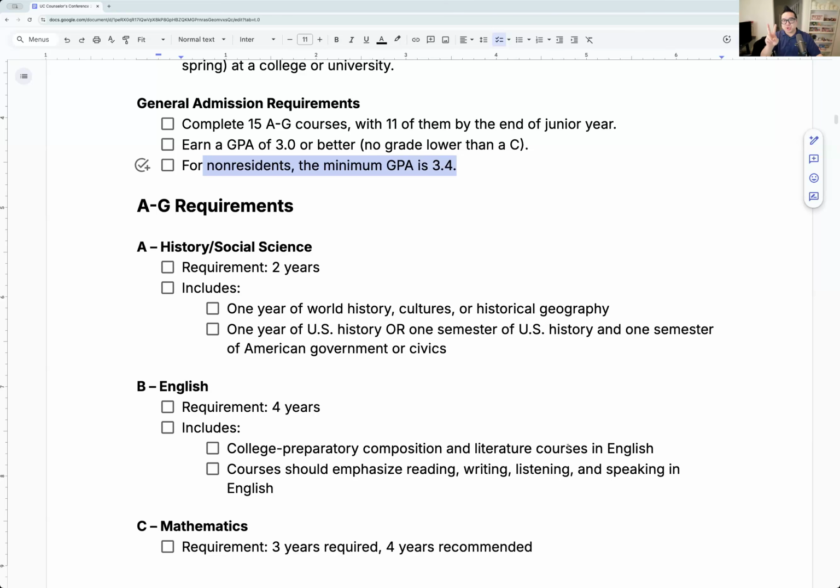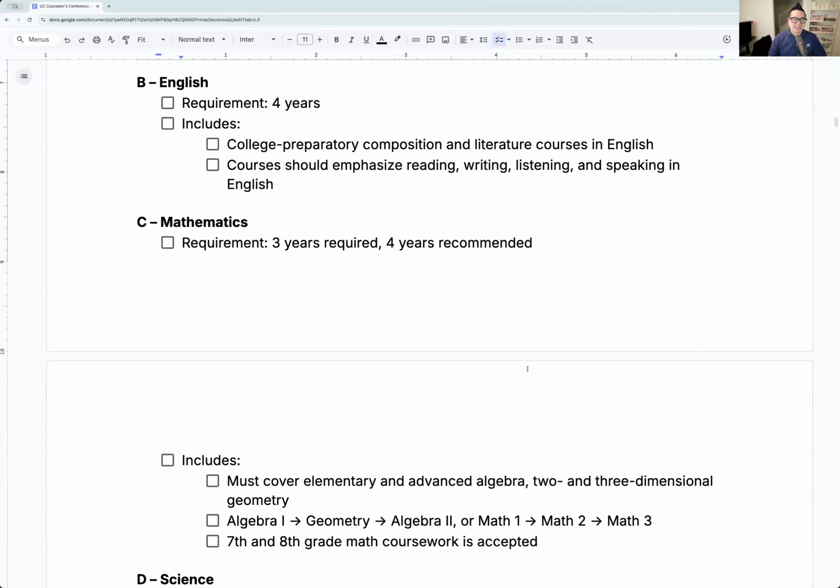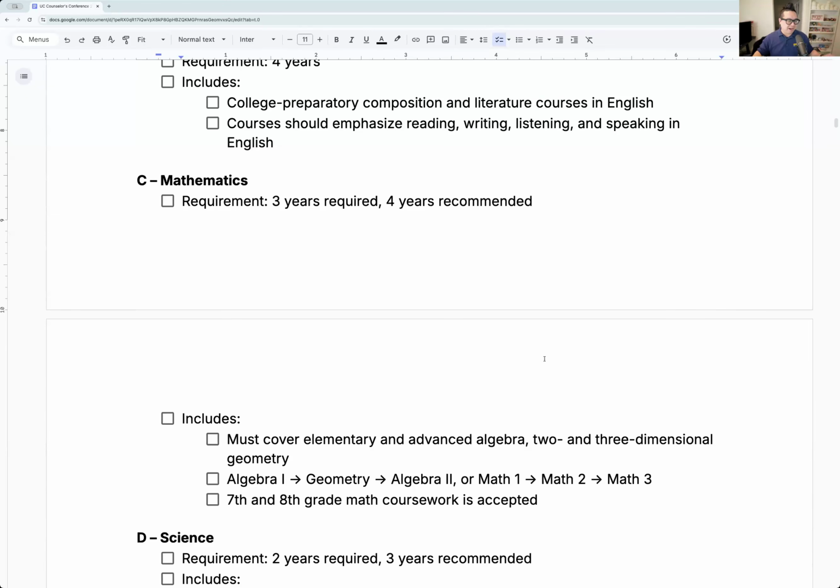So A is history, 2 years required. US history, world history is usually how they do it. English, 4 years. Take English every year. You're good to go. Math, careful. This is where it gets kind of fun, right? Math, 3 years required, 4 years recommended. For us, we strongly encourage you to think of recommended as required. So treat it as 4 years required for you.